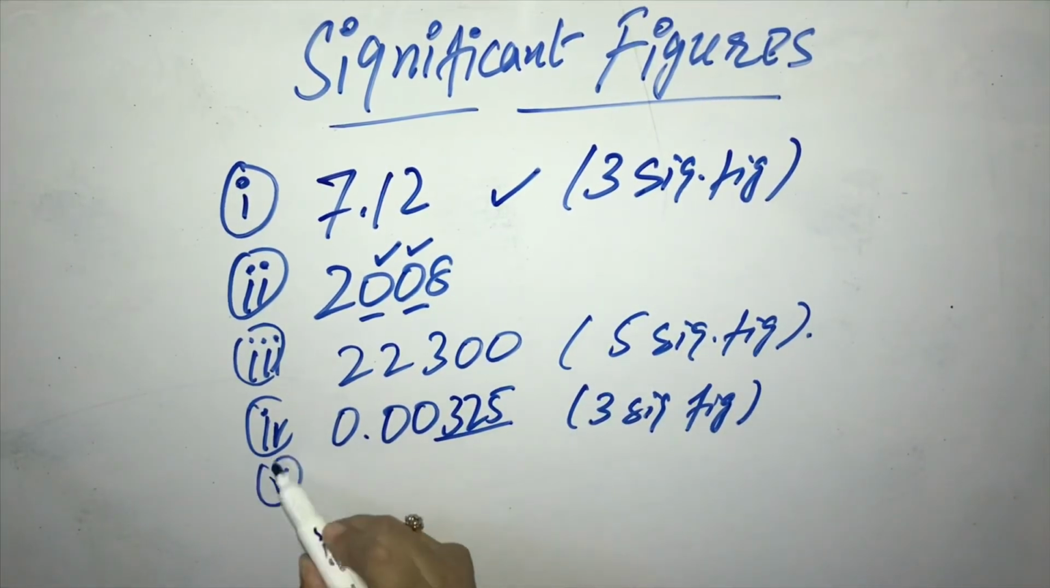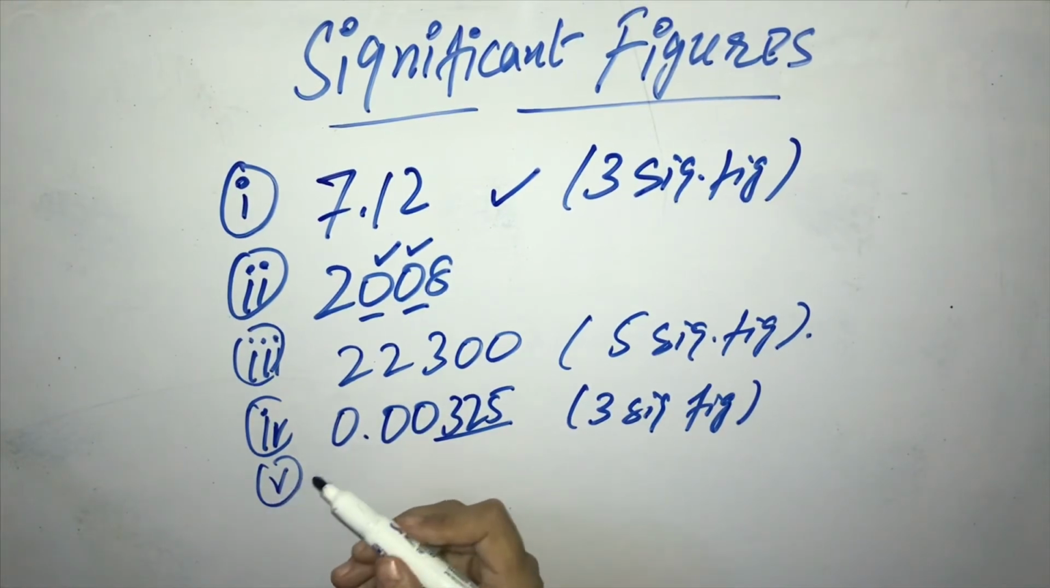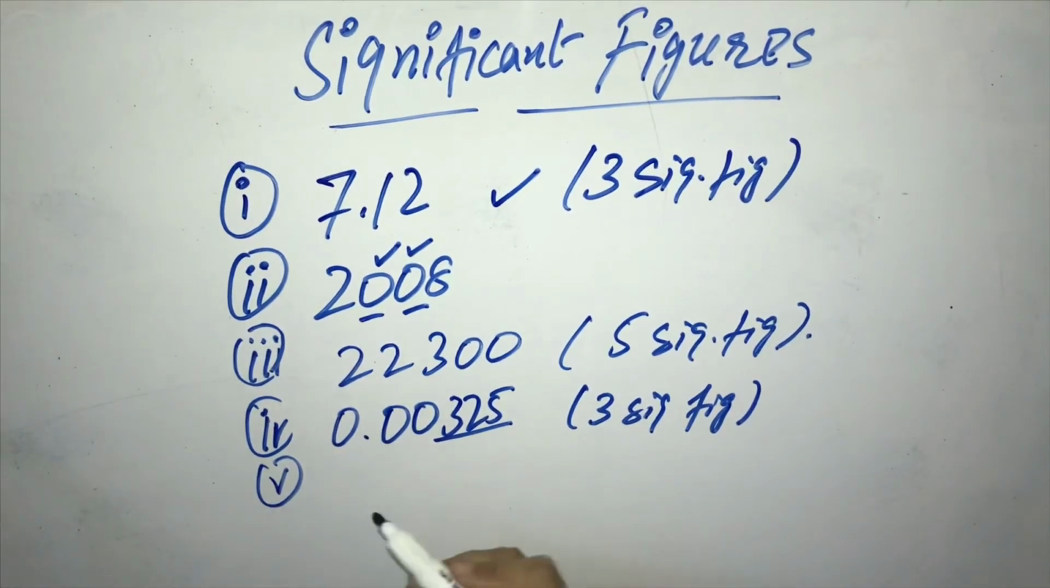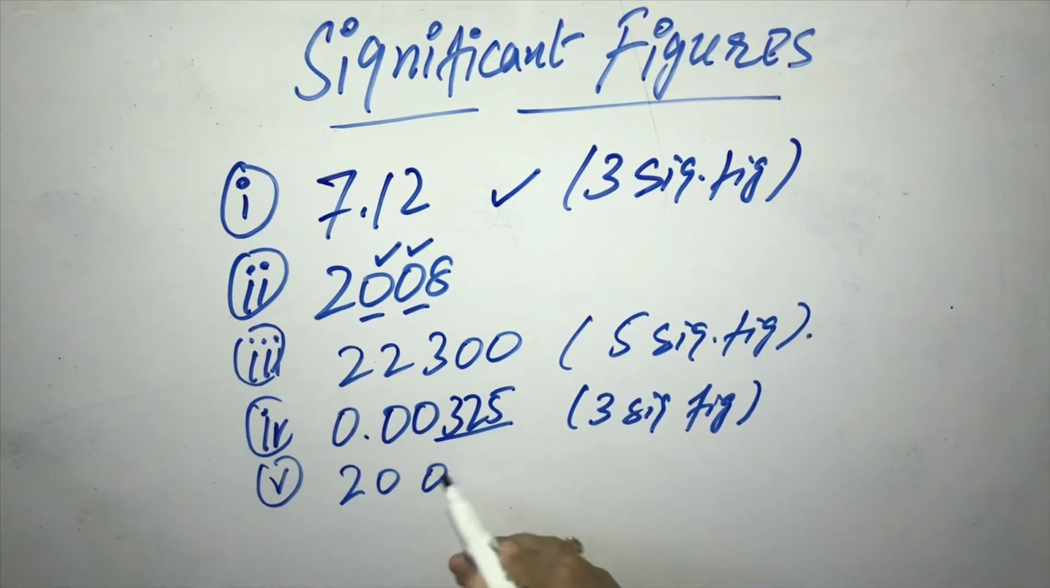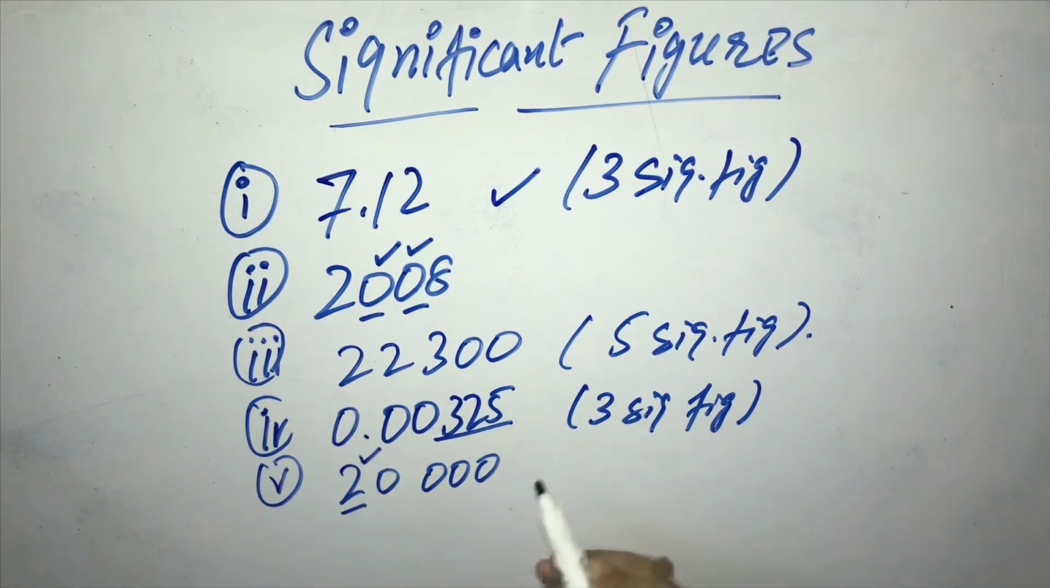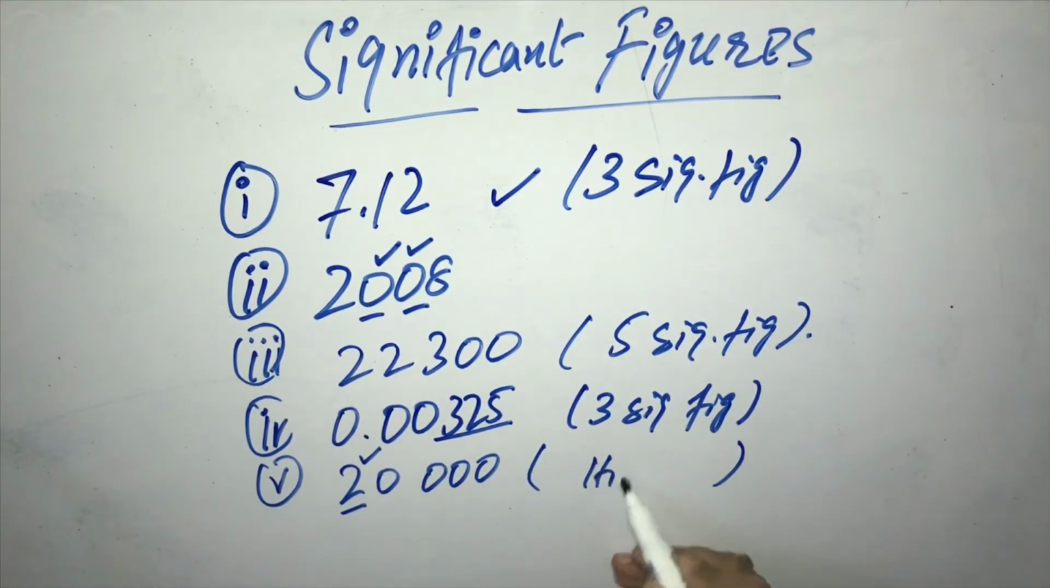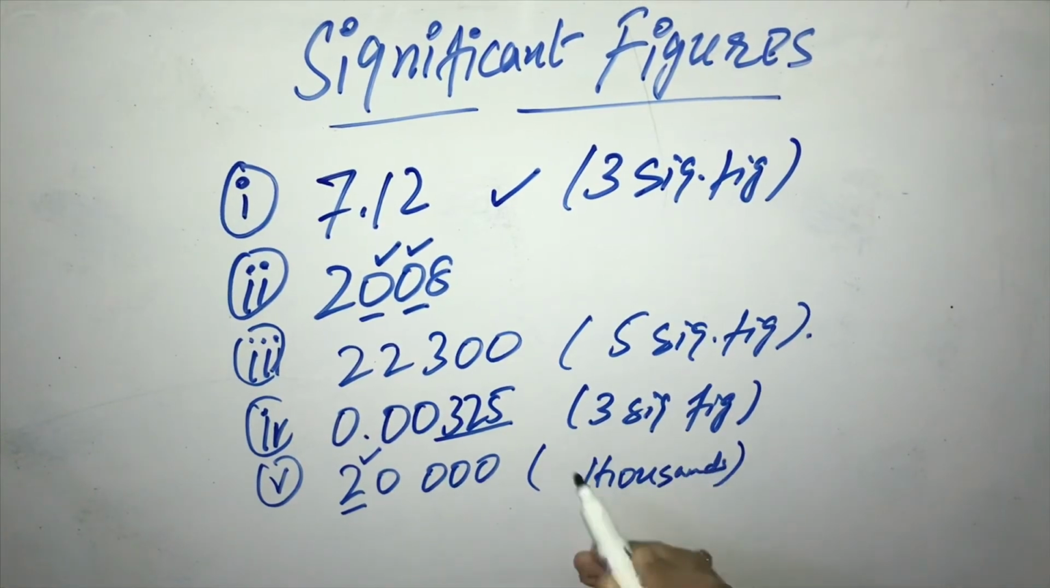All zeros at the end of a whole number may or may not be significant. For example, if we have 20,000, it may have 1 significant figure if we are discussing thousands. It may have 2 significant figures, it may have 3 significant figures and so on.